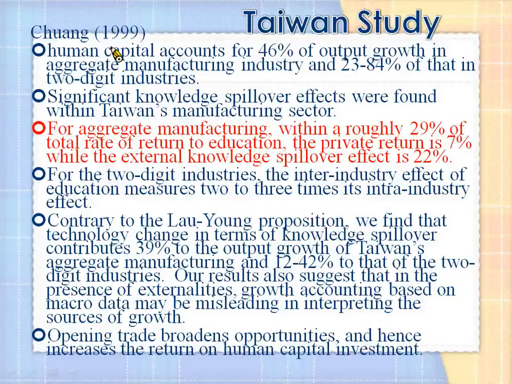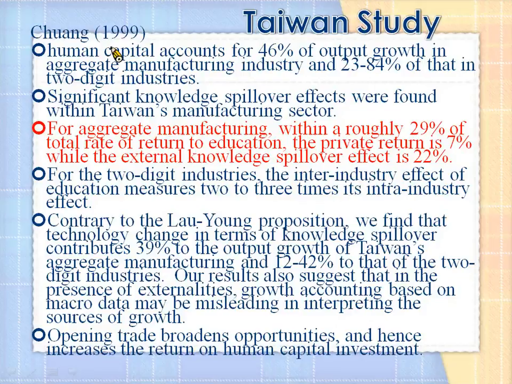And for aggregate manufacturing, with a roughly 29% of total rate of return to education, education has an aggregate return around 29%. Okay, the private return is 7%, while externality effect is 22%. 7% is pretty much comparable with any estimate of private return. Okay, so private return only 7%, but you have total 29%, which means that you have the spillover externality effect can be as large as 22%. That's a remarkable magnitude of the spillover effect.